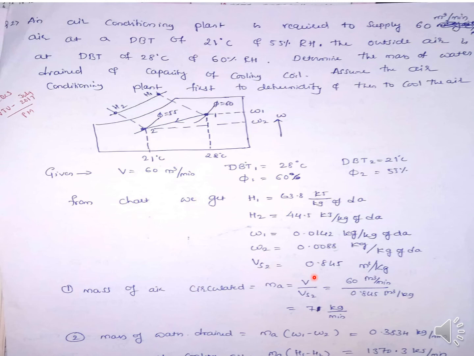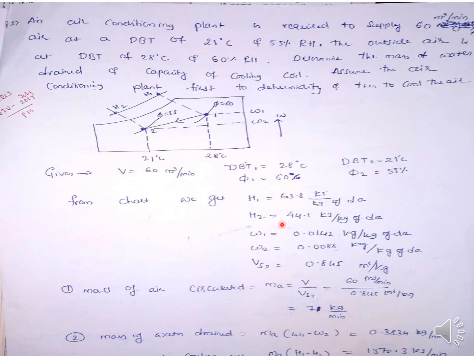One more formula we are introducing here. If we have volume and we have VS2, mass of air circulated is equal to V by VS2. Directly you substitute, you will get 71 kg per minute. This is the mass of air, which we use in the formula for mass of water drained and capacity of cooling coil. So mass of water drained is MA into (W1 minus W2). MA is here, W1 and W2 here.